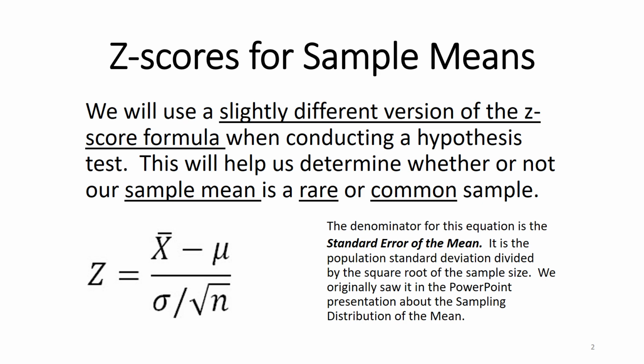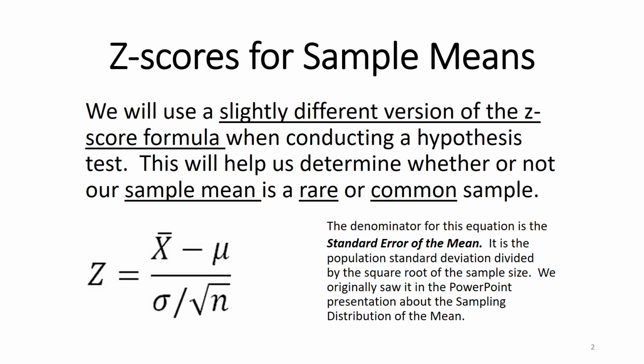Well, now, in a hypothesis test, we're trying to figure out, as we talked about previously, is our sample mean common or rare? Not an individual person or an individual value, but the actual sample itself. Is that entire group, that sample, common or rare? So we need to make a slight tweak to our z-score formula. As you'll see on this slide, we will use a slightly different version of the z-score formula.